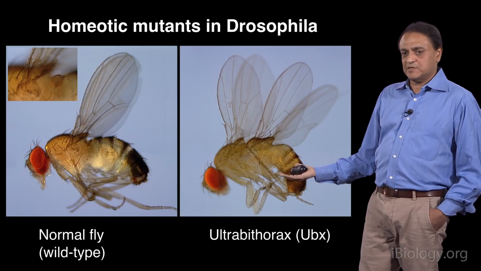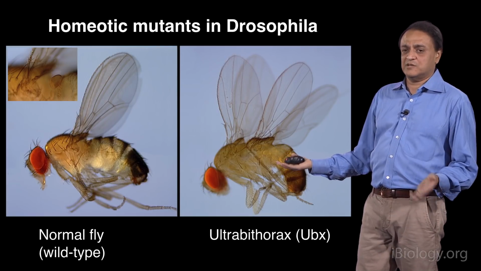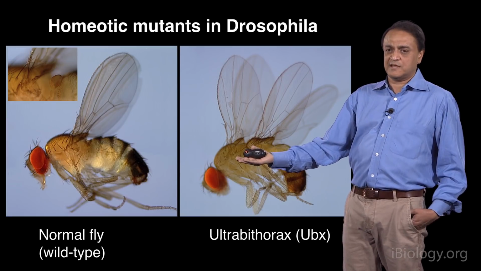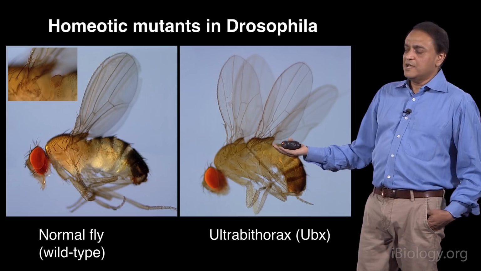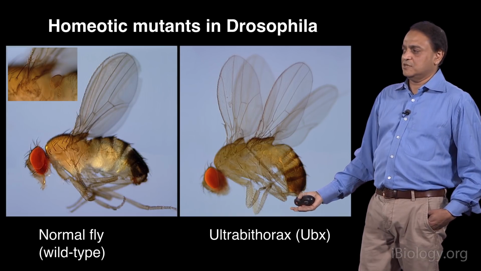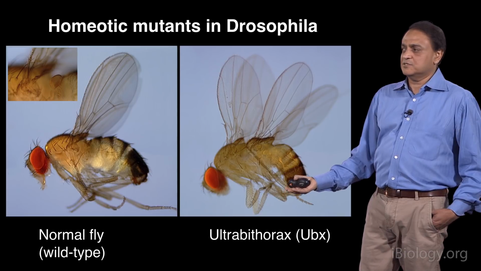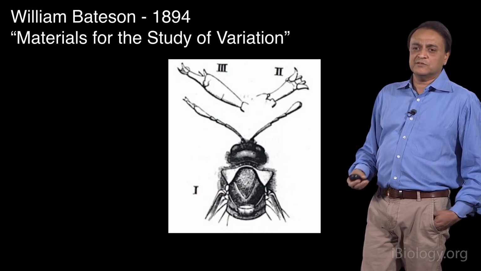The number of segments is still the same, but what's happened is the identity of the segments has been transformed. In this case, the third thoracic segment has been transformed into the second thoracic segment, causing a repeat of those wings on this animal. And so again, this is a mutation in a gene called Ultrabithorax. Now, they're called homeotic or Hox genes, and part of the reason they're called that actually was from much older literature.